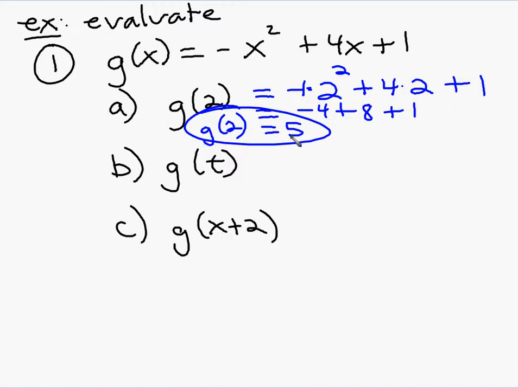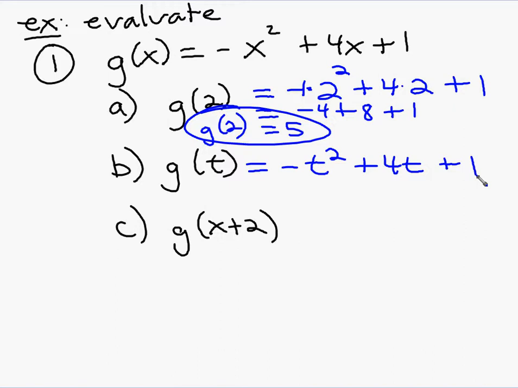This is not a trick question. It just means plug in a t. Well, isn't it going to look exactly the same, only it will have a t instead of an x? Part B is easy. This is going to be negative t squared plus 4t plus 1. That problem's done. All they're asking you to do is plug in a different letter. Okay? You don't get a number answer.